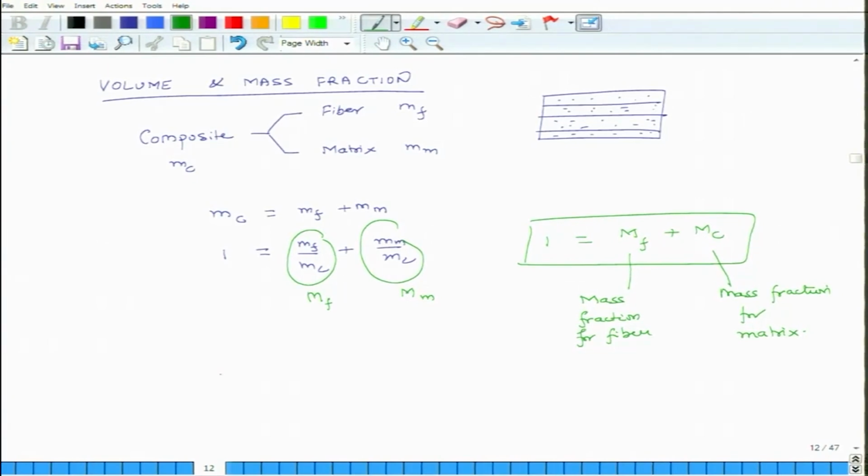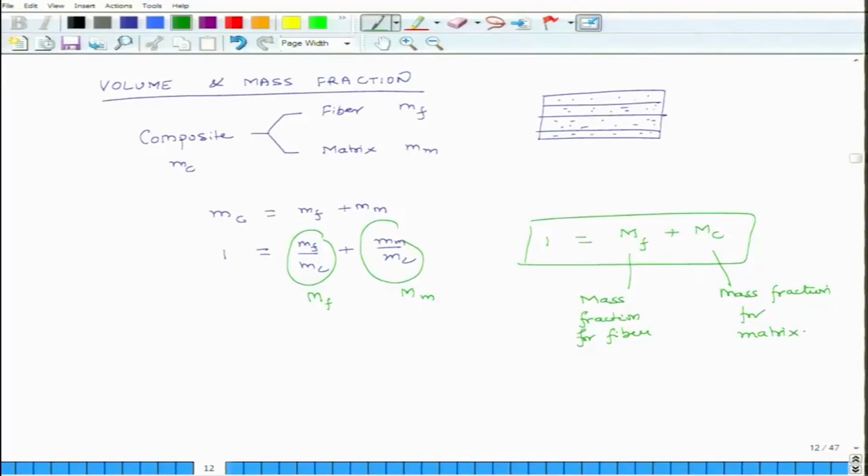Similarly, if you have a sample of composite, you can also have a similar relation for volume. So, volume of composite, which is small v, is equal to volume of matrix plus volume of fiber, assuming no voids in the system.